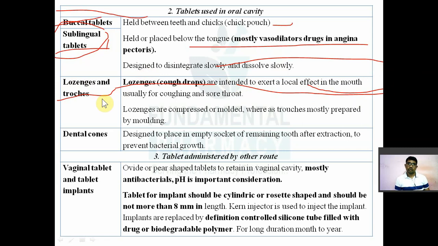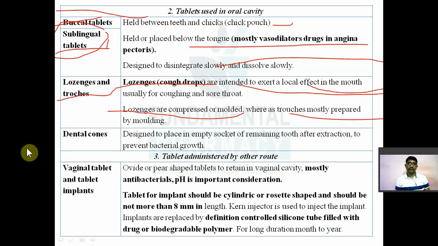Lozenges are mostly either compressed or molded. Troches are mostly prepared by molding. So troches are made by molding only, and lozenges can be prepared by either molding or by compression. They are meant for local effect in the throat. For example, in case of throat infection, you use Strepsils. In case of throat infection, you use Vicks. So they are meant to dissolve slowly in the mouth and to exert the action in the mouth as well as near the throat. They are formulated with a sugary base, okay? That is known as candy.